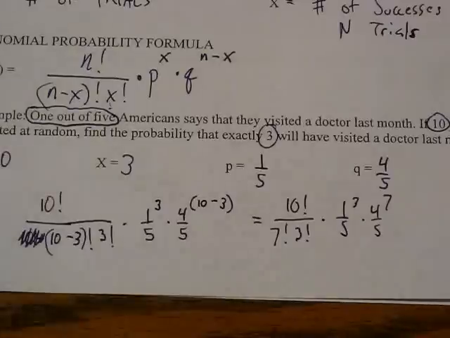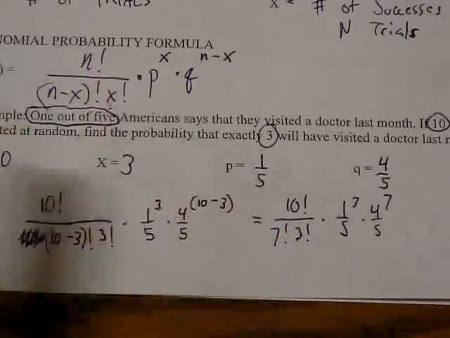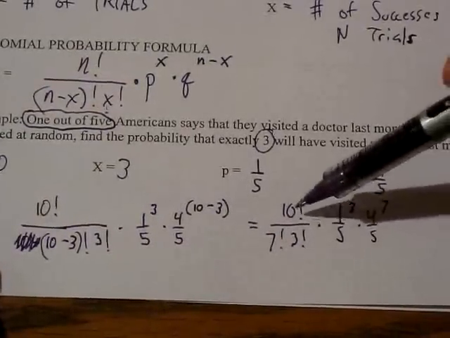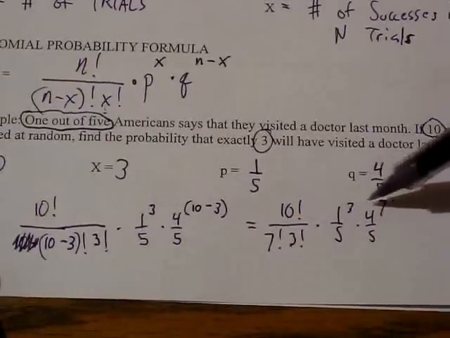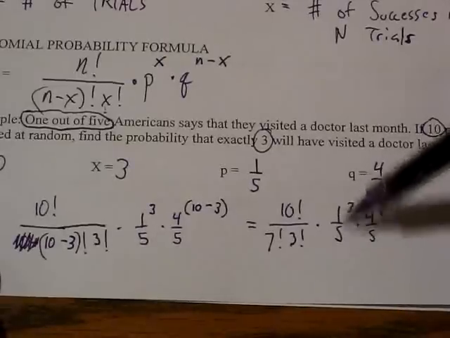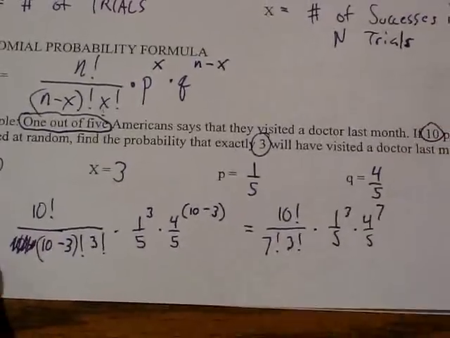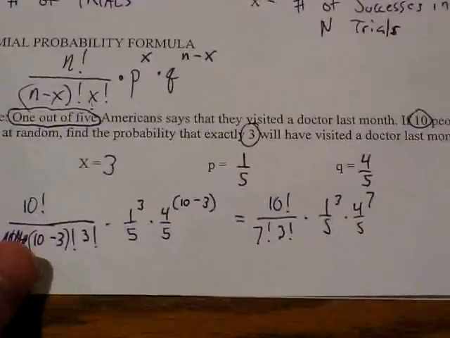Now, I want to show you some cool synergies here. First of all, you'll notice that 3 and 7 add up to my 10. So you'll always kind of see those. Your 4/5 and 1/5 will always add up to 1. And you're going to see these patterns. Do these problems more and more, and you'll be like, oh my gosh, now I kind of see how things work.